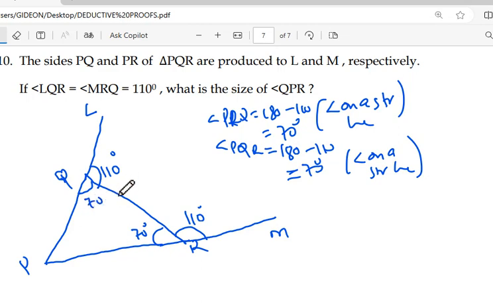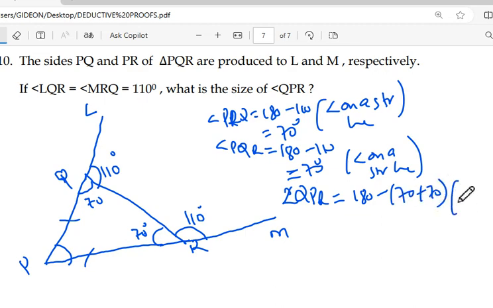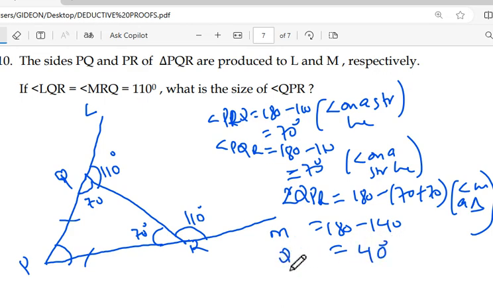So they say find angle QPR. That's this angle. Now you see this is an isosceles triangle because this and this are equal. So angle QPR is equal to 180 minus 70 plus 70. That's sum of angles in a triangle. So that's 180 minus 140, which is equal to 40 degrees. So angle QPR is equal to 40 degrees.